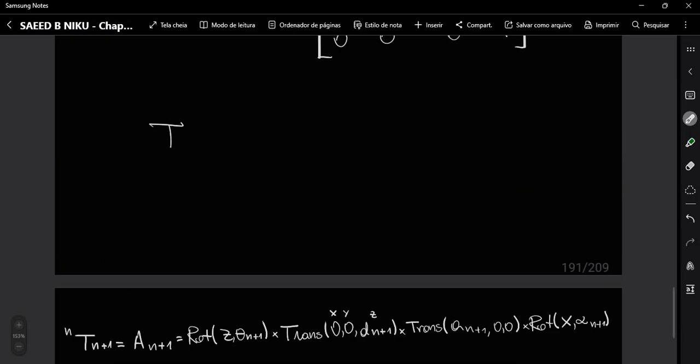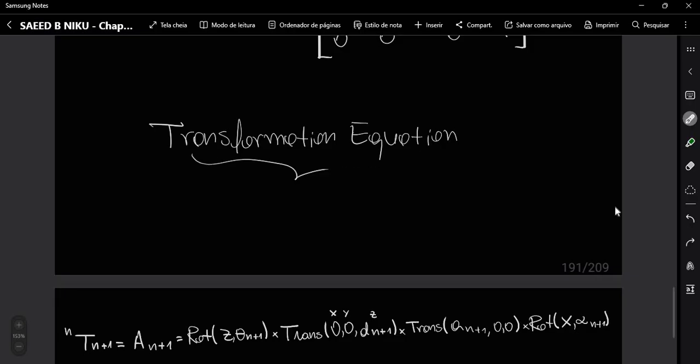So the transformation equation right here will also be our forward kinematic equation.